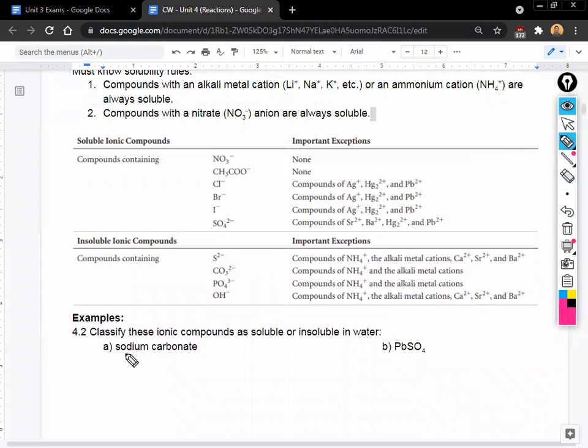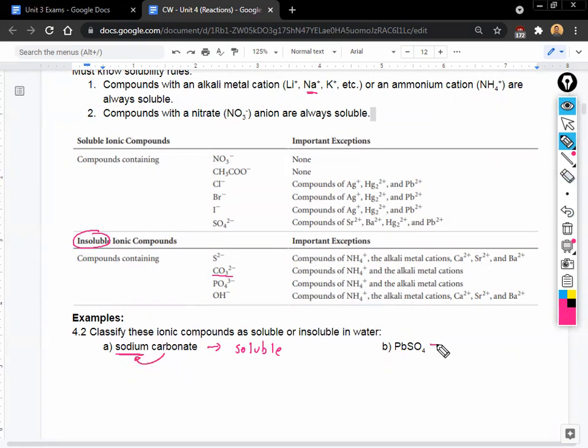Since sodium carbonate contains sodium, and sodium is an alkali metal in group 1A, sodium carbonate is going to be soluble. Now you might have looked at carbonate right here, CO3 2-, and said, hey, this one is insoluble, but sodium is bigger and stronger. It will always want to dissolve. So even though carbonate wants to stay with the sodium, it's like, no, I got water, I'm out.